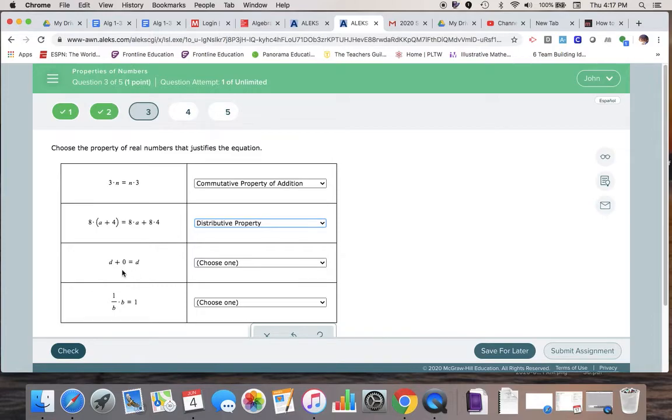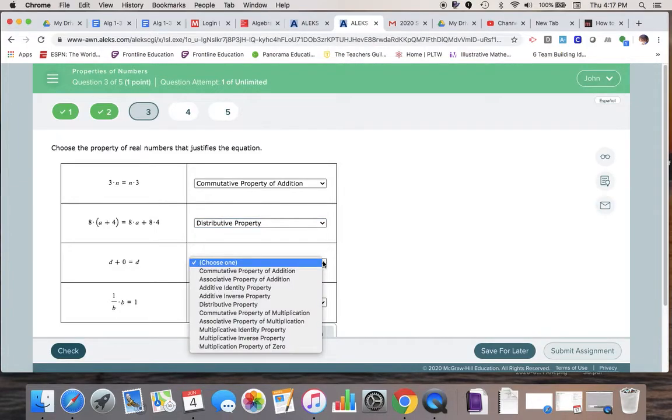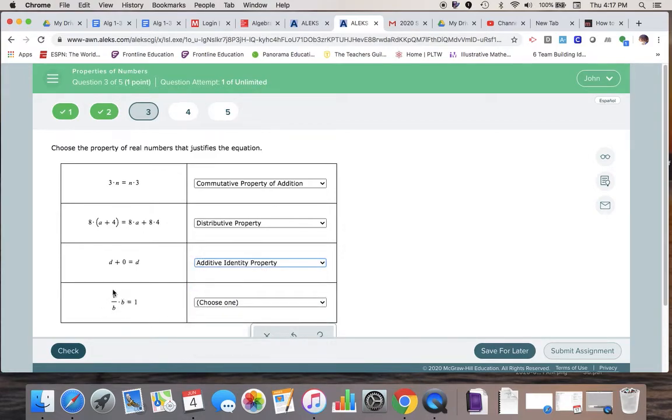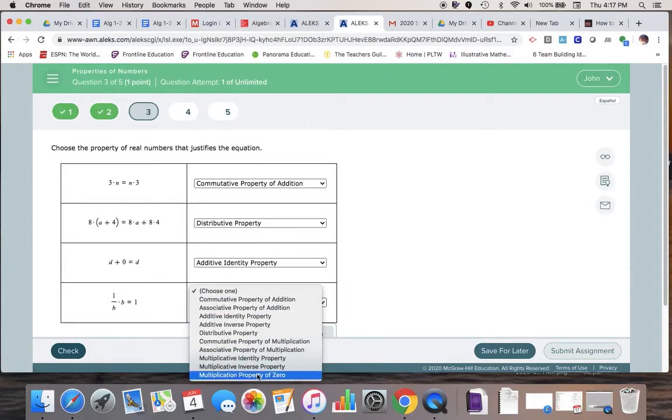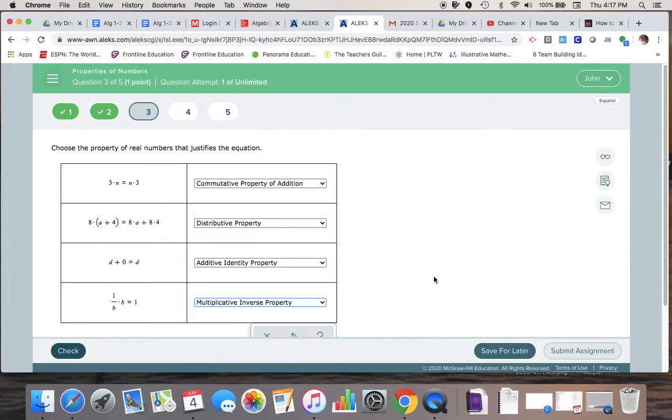Okay, this one, d plus 0 equals d. Well, that's one of those 0 properties, and that's that addition property, stating that if you add 0 to something, it does not change its identity. So it's additive identity property. All right, and then this one, you're multiplying b times its reciprocal. Remember, another name for the reciprocal is the multiplicative inverse. All right, so multiplicative inverse property.